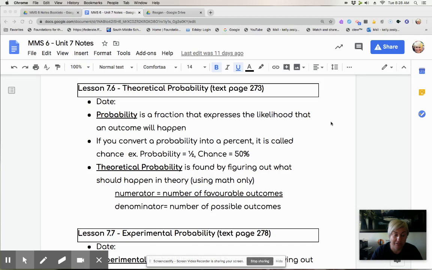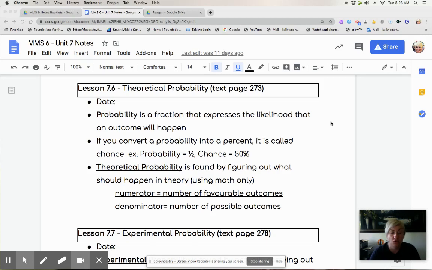Theoretical probability is found by figuring out what should happen in theory. That's when you only use math. You don't actually do it. You figure out what should happen based on the likelihood of that outcome occurring. So it's always a fraction. The numerator is the number of favorable outcomes.